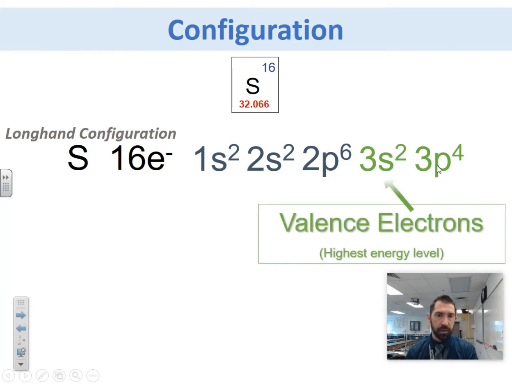But I wanted to focus on the green electrons, and these are called valence electrons, which we will define on the next slide, but they're in the highest energy level. Notice the first energy level is represented, the second is, but the outermost highest energy level represented is the third energy level. By totaling up 2 plus 4, we'll realize that sulfur has 6 valence electrons in the highest energy level.